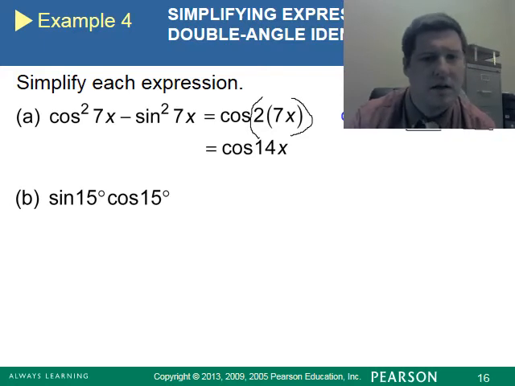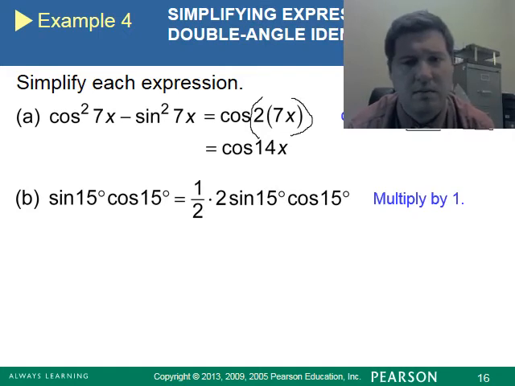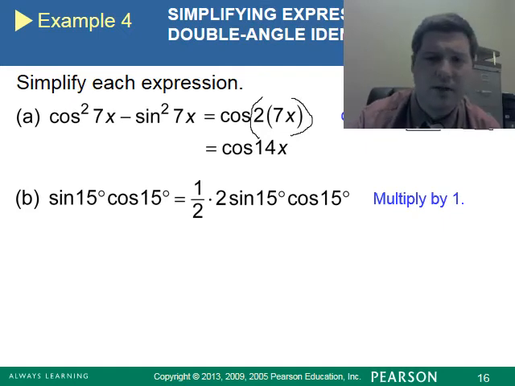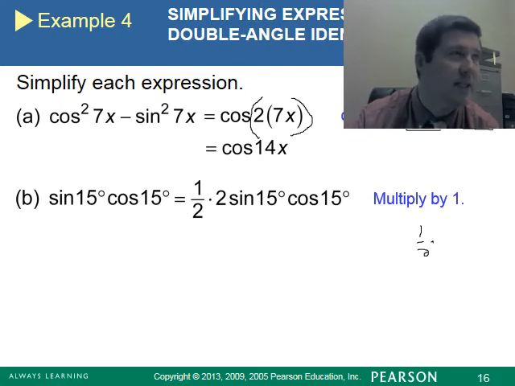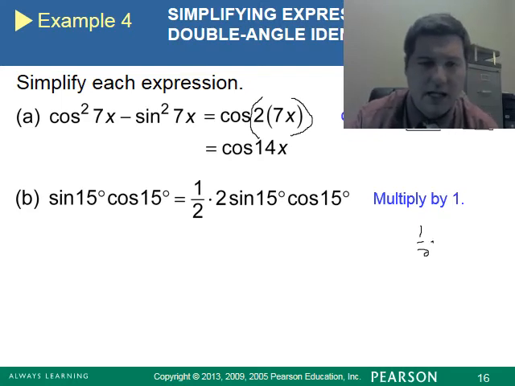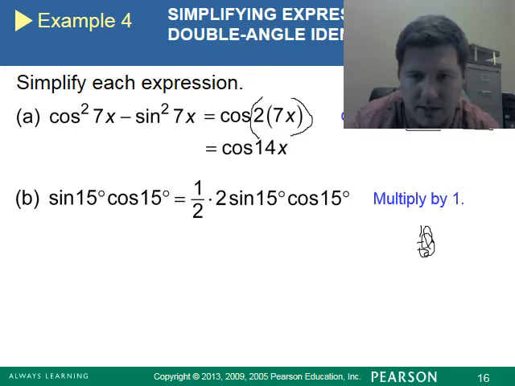Okay. All right, part B, sine 15, cosine 15. Oh, see, I didn't even recognize this. In order to use our double angle identity, we need a 2 in there, and we can get that using this trick of multiplying by 1. I almost took this problem out, but in reality, we do this a lot in calculus when we're integrating. If you need some number in there, like I need a 2 for my formula to work, what I do is I multiply by 1. Why did I write it like that?